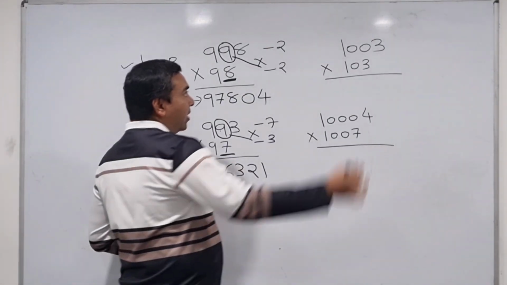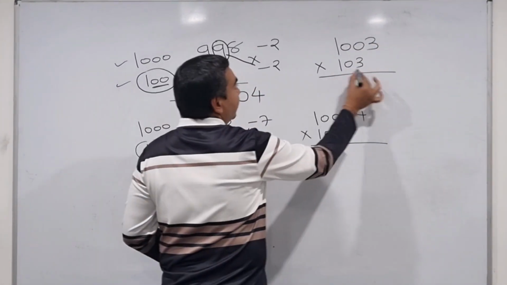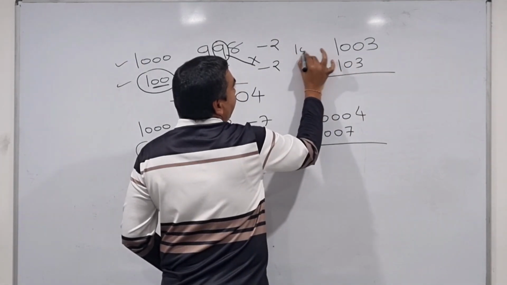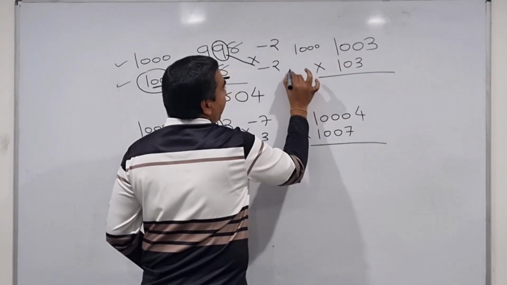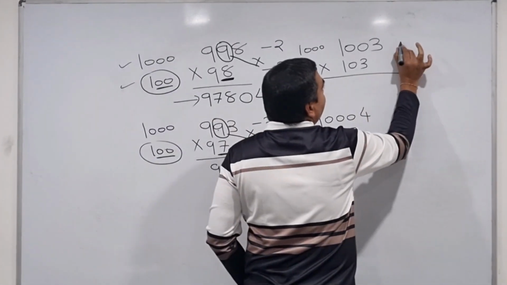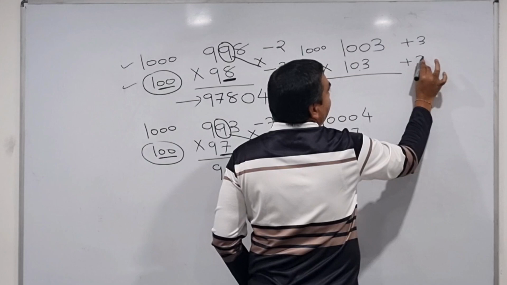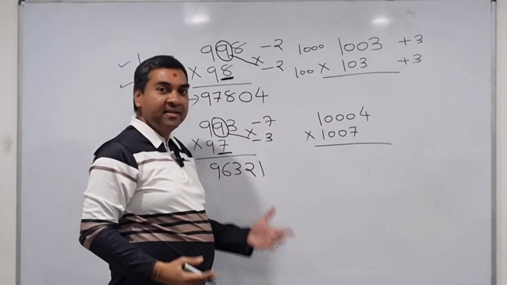Let us do this question like 1003 multiplied by 103. What is the base? Base is 1000. What is the base? 100. How far is it from 1000? You can say this is 3 bigger than 1000. And this is 3 bigger than 100. Is that good, guys?